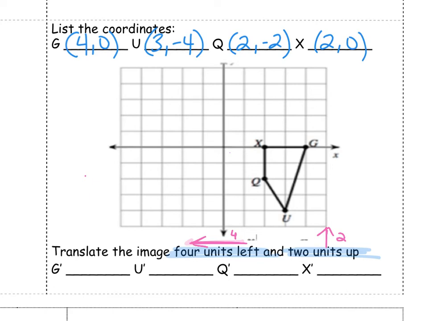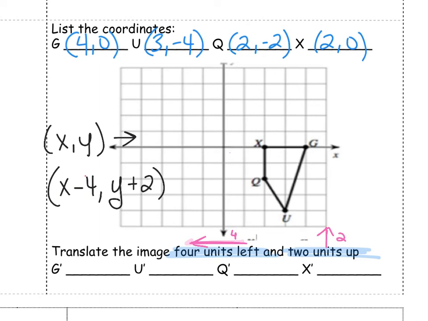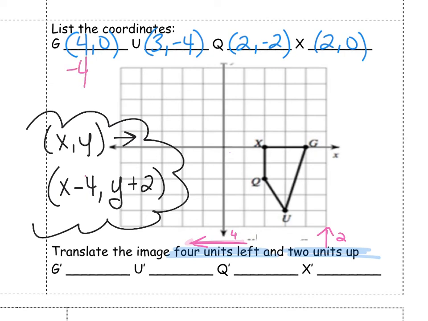So if we think about a general rule, we're going to take our coordinate x, y, and to change it to my x's, we're going to go left 4. So going left is subtracting 4. And my y's will move up 2. Up is adding. So here I have my general rule. So to find out where my new points lie, we can either use the rule or we could graph. So let's start with using the rule. X will subtract 4. Y we will add 2.